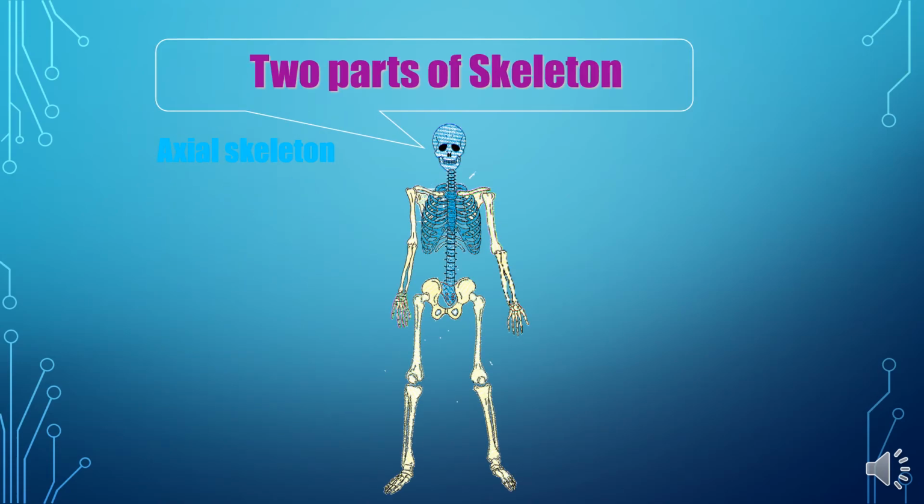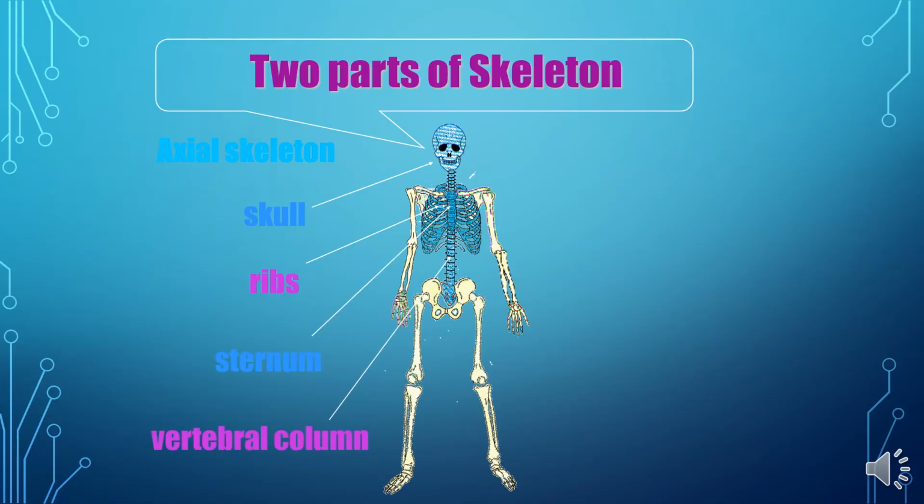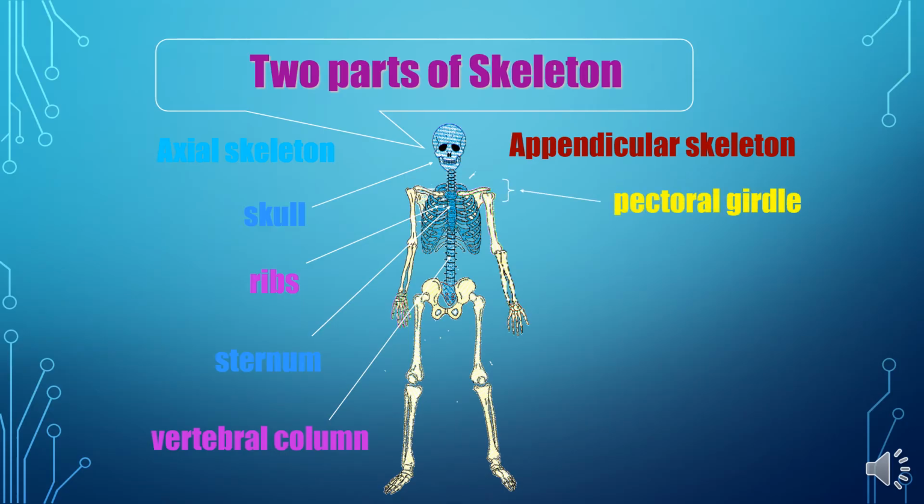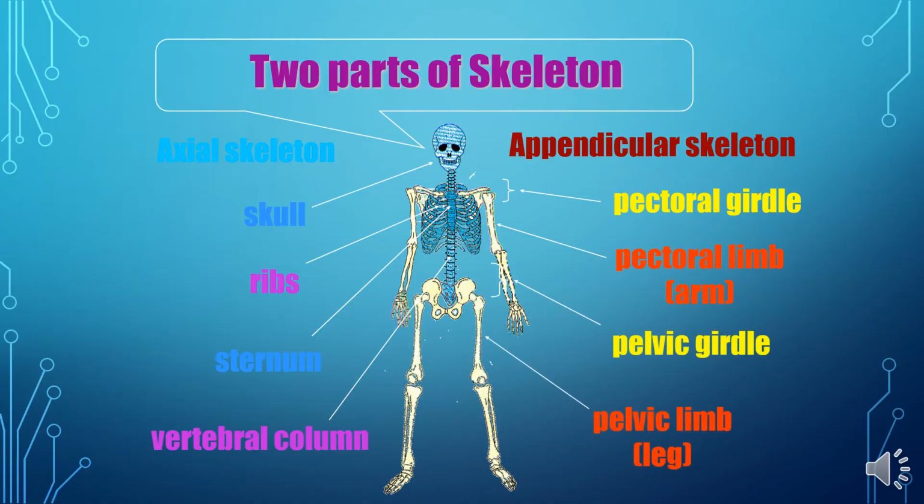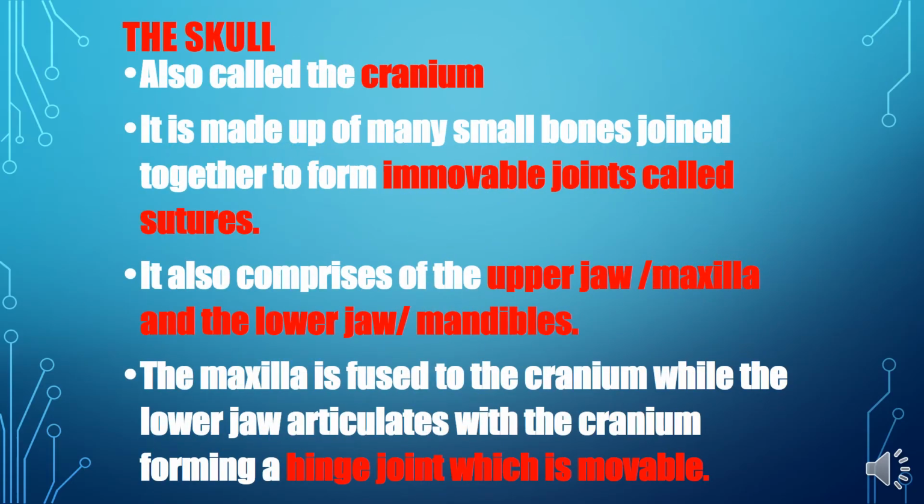Two parts of skeleton: axial, which comprises the skull, ribs, sternum, and vertebral column. We have an appendicular skeleton that consists of pectoral girdle, pectoral limb or arm, pelvic girdle, and pelvic limb or leg. The skull is also called the cranium.